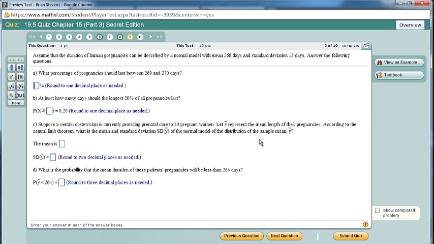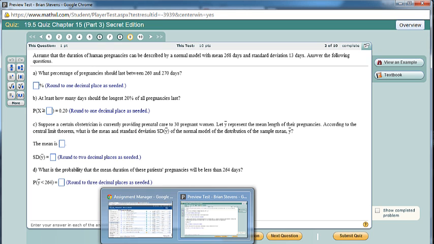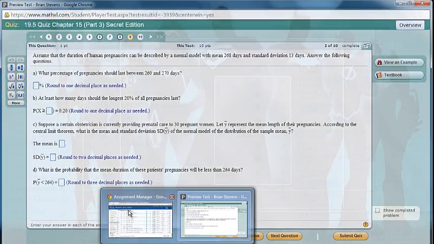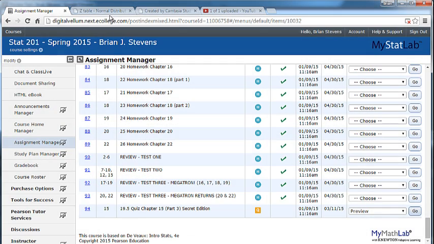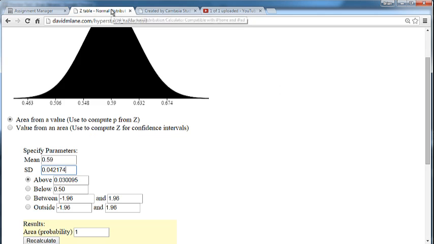Going on further, with this problem right here, this is the pregnancy problem. Now, I know I could work through this problem again. To heck with it, let's do it anyways. So here we go. We're going to go to the David M. Lane applet, our good buddy David M. Lane. And here's his applet.